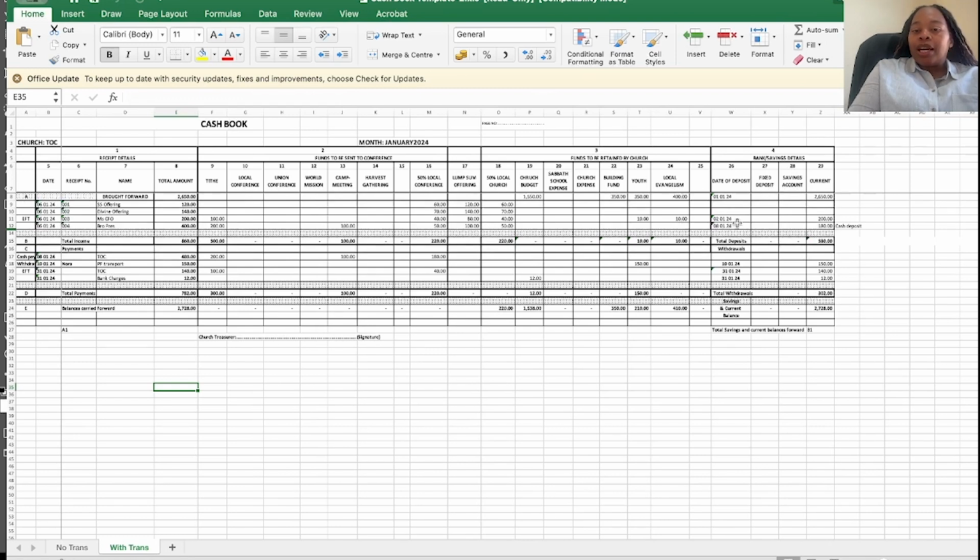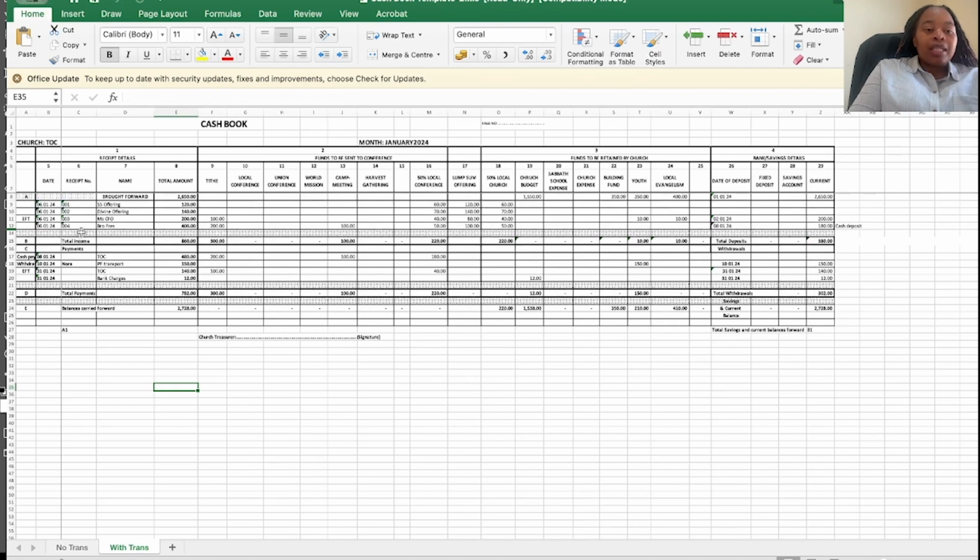Now the bank is affected. We need to update the bank. There it is. 2nd, that's the date of the deposit. It's the 2nd of January 2024. There's the 200. We update our bank because the money is already in our bank account. Okay. So we go to the 4th receipt for the Sabbath.